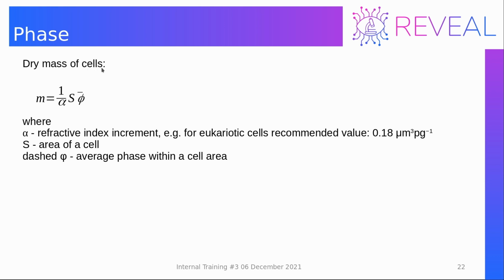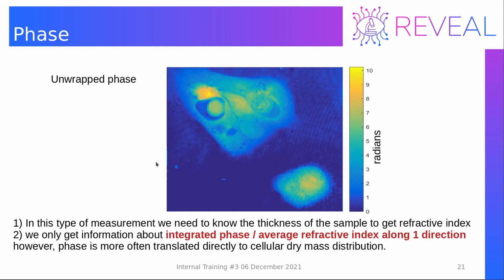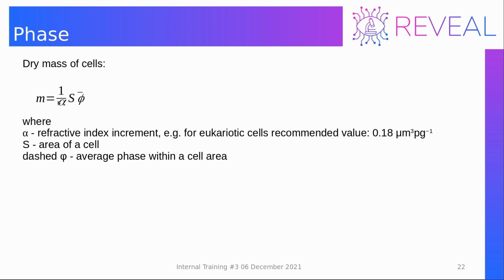So to calculate the dry mass of cells, you can apply this very simple equation, where m is the dry mass of a cell. S is the area of the cell. You can read it from the image. This component is the average phase within a cell area, so it is also quite easy to calculate. You just take all the values of the phase and calculate the average of this value within this cell. And this alpha here is a constant called the refractive index increment.